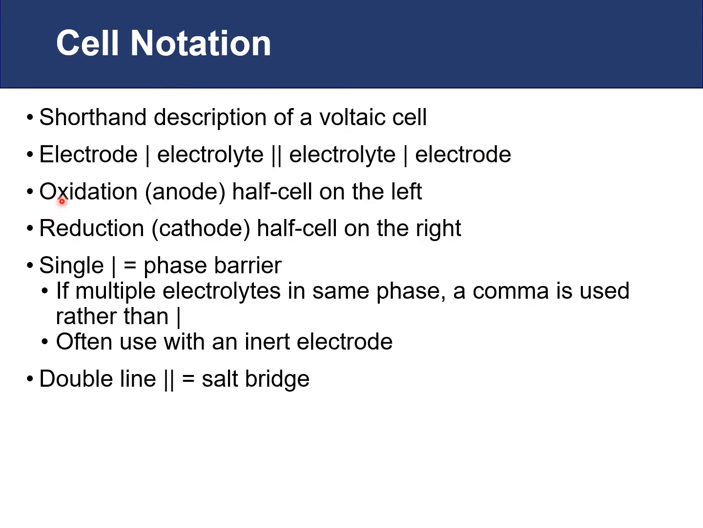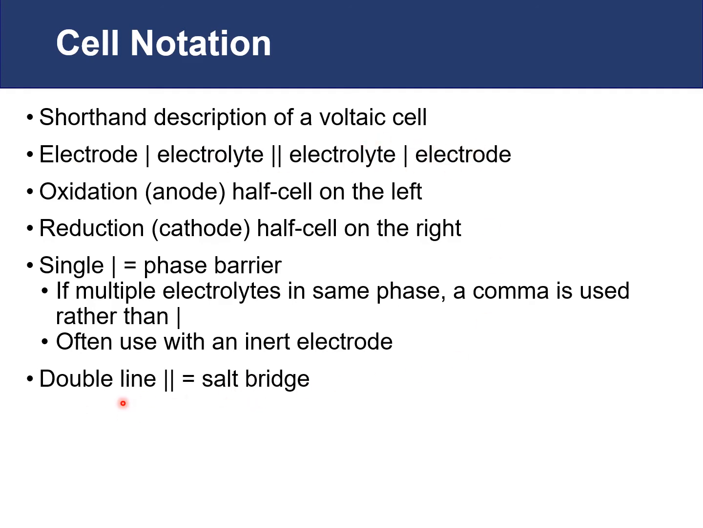Now, by convention, the oxidation half cell, which is where the anode occurs, will be written on the left-hand side of your cell notation. The reduction, which occurs at the cathode, so the reduction half cell, is going to be written on the right-hand side. So you have your anode on the left, cathode on the right.